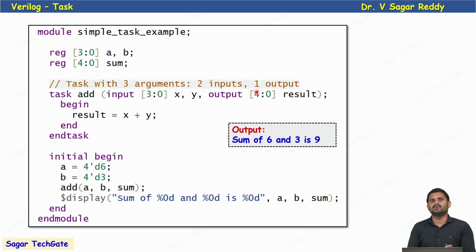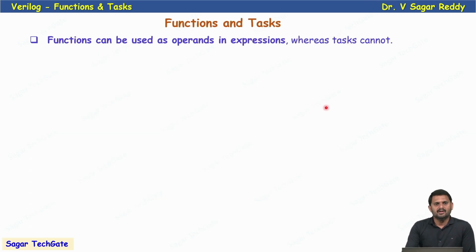So now I declare input and output. For example, if I require multiple outputs, then you can declare multiple outputs here and we can use those values, whereas a function has only one return type. Clear? So a function can be used as an operand in an expression, whereas a task cannot. What does expression mean? It contains some operators and operands. So in any statement, the right hand side we can call an expression. Yes or no?